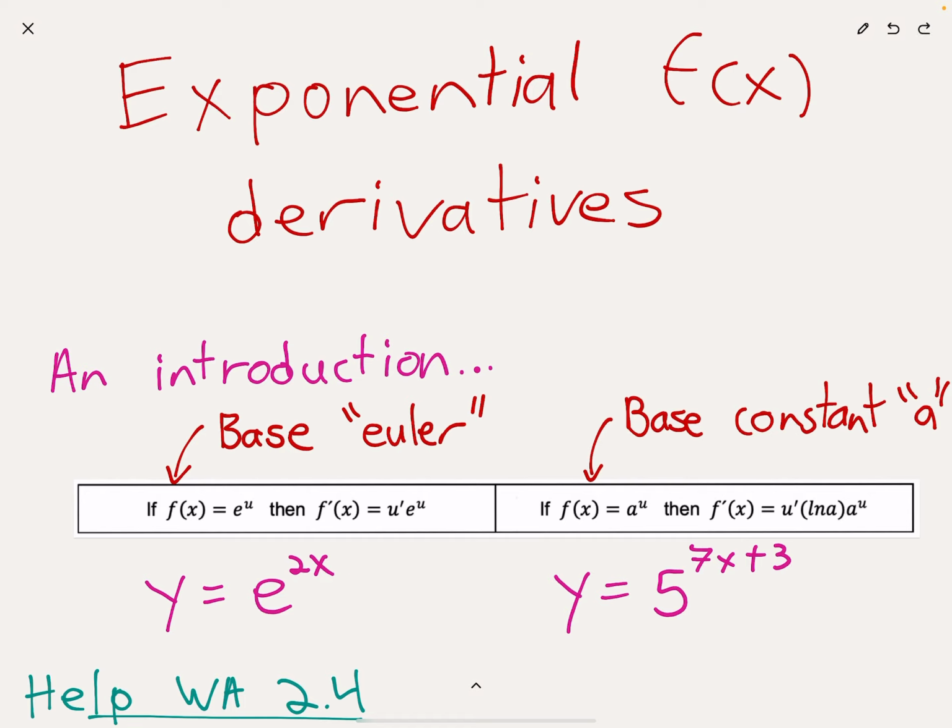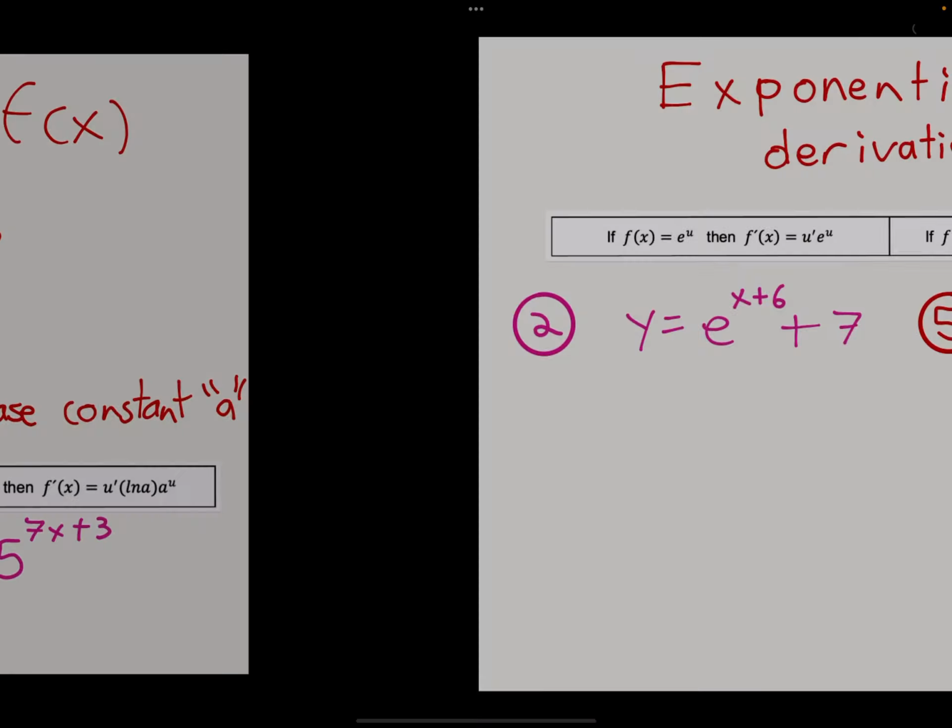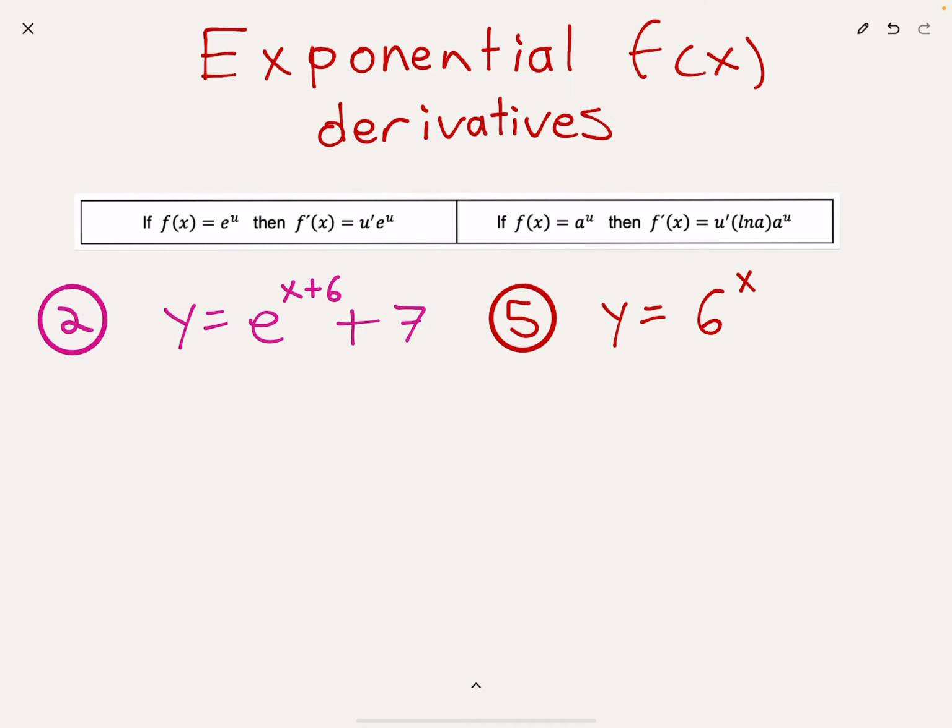So to help you with this little web assignment, this little homework, I'm going to solve a few examples that come from that homework. These are problems number 2 and 5 that you're going to see in your homework, just with probably a little change in the numbers. Let's start with the pink one, the one on the left.